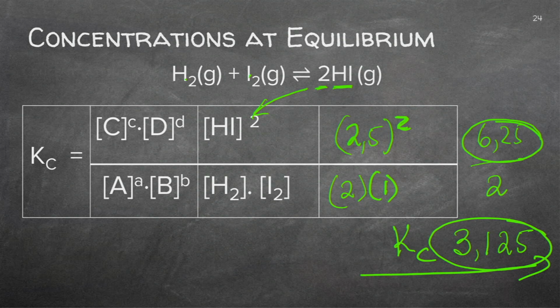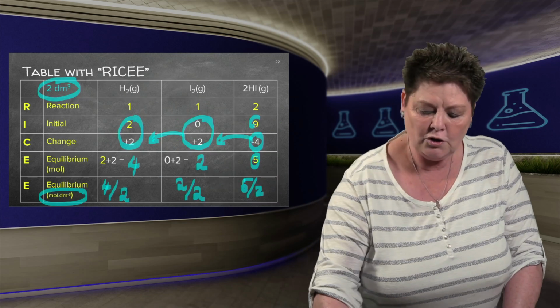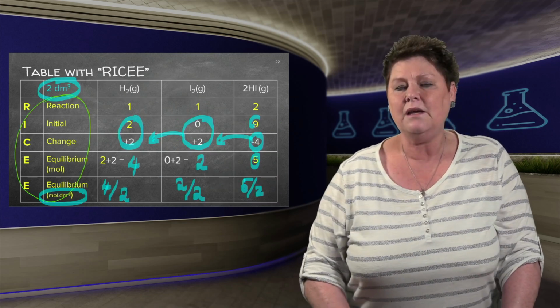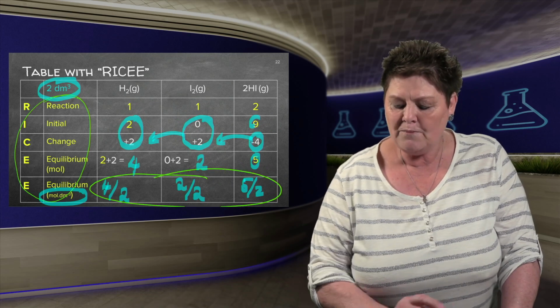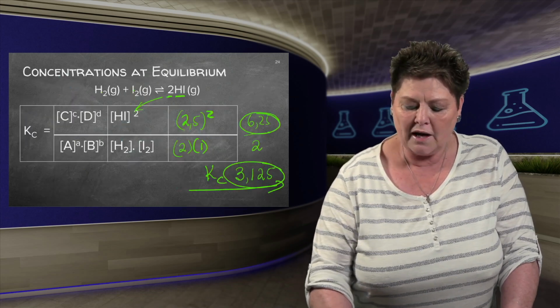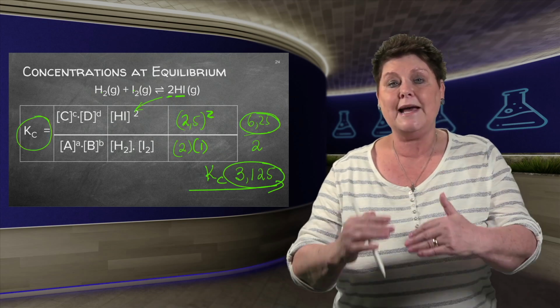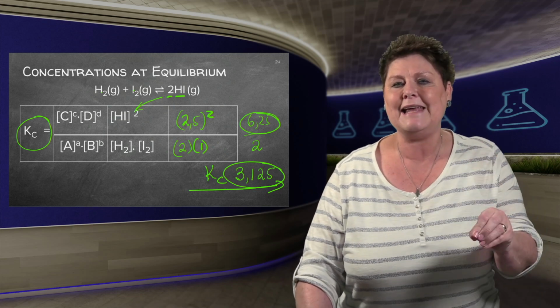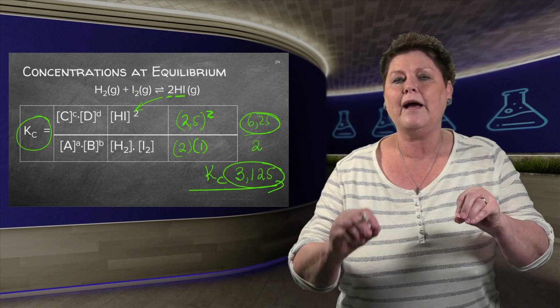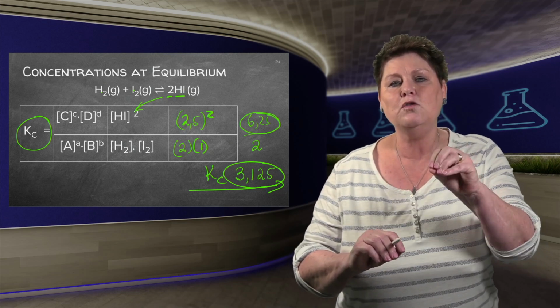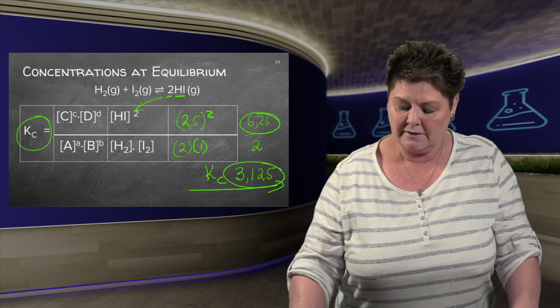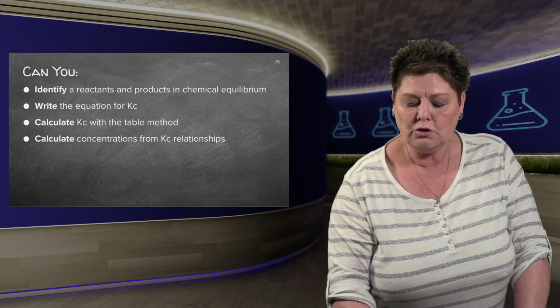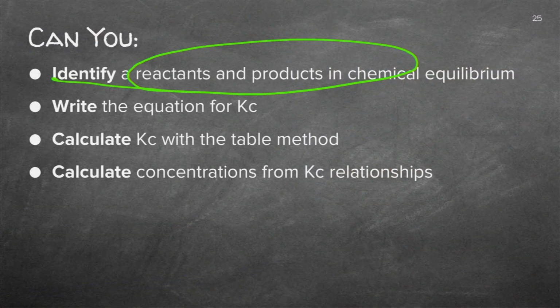You need to be able to find with your table, your RICE, get whatever formed at equilibrium, go to your Kc equation, which is a relationship, and work out the Kc value. Have a look at this lesson again. See where I plussed and where I minus. See where I used the volume and where I didn't. You have to be able, guys, to identify what is the reactants and products at equilibrium, because that's the value that we use for Kc.